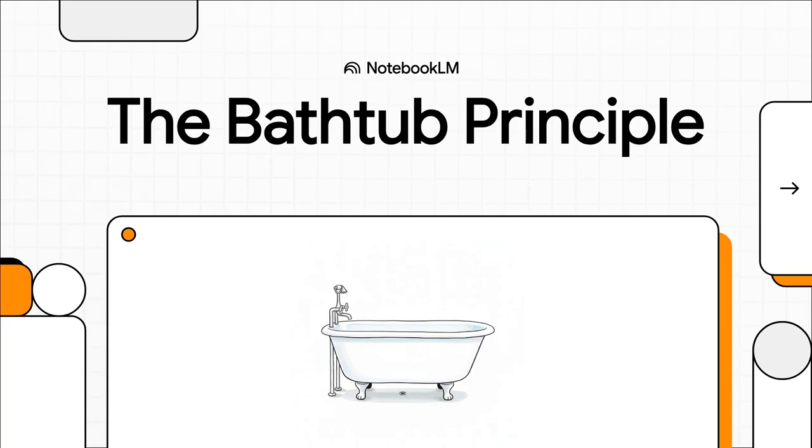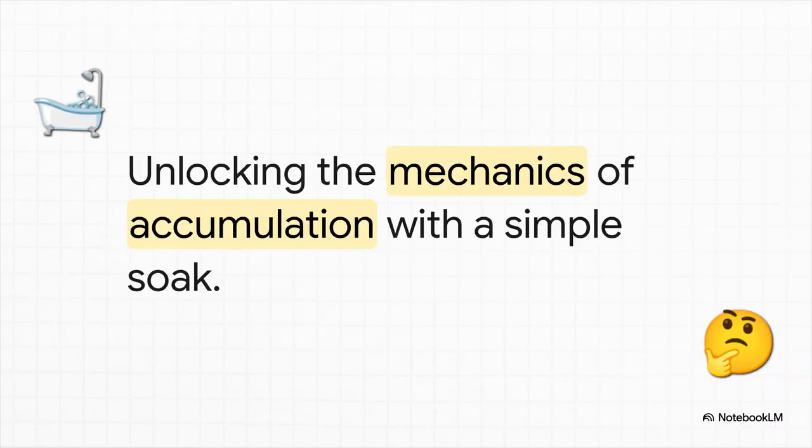Let's dive right into this explainer. We're going to look at how a simple, everyday object, literally a bathtub, holds the absolute foundational key to decoding highly complex system dynamics. We're talking everything from climate models to global supply chains. We are going to solve what we're calling the mystery of the bathtub.